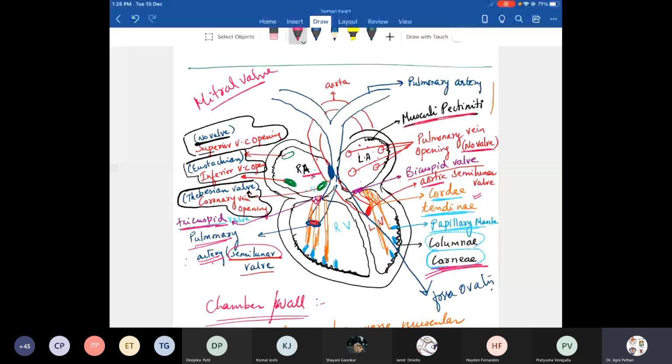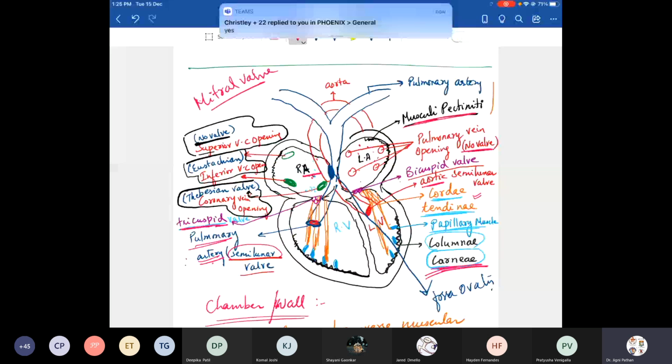Have you understood the internal structure of the heart? Have you all understood? If you go step by step, it's very easy, and you will understand it better. I'll give you 5 minutes to revise. Look into the diagram and explain to yourself. Everybody explain to yourself about the heart and let me know if you have any doubts.